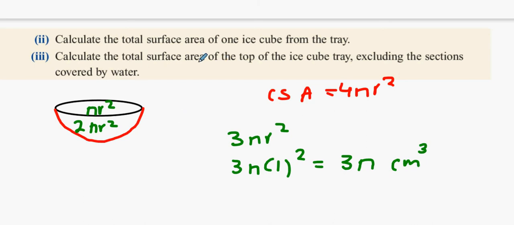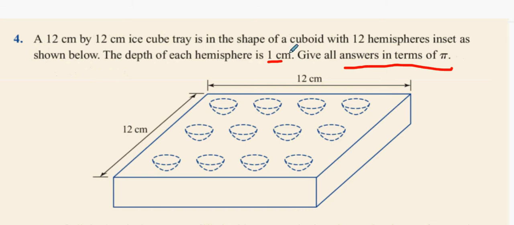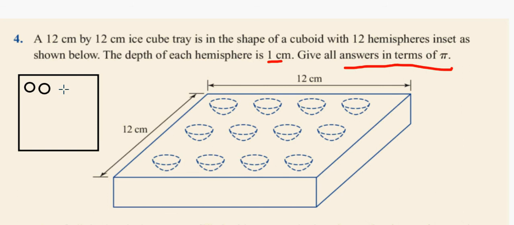Calculate the total surface area on top of the ice cube tray, excluding the sections covered by water. Only on the top part. That's interesting. Let's go back. Take an eagle eye view of this. What do you think it is? It's actually a square. Take away how many circles? No, not six circles, I'm afraid. Sorry, this is not drawn to scale, but you get the gist. It's going to be a square, take away 12 circles when you're looking at the area only. Do you get what I'm saying?